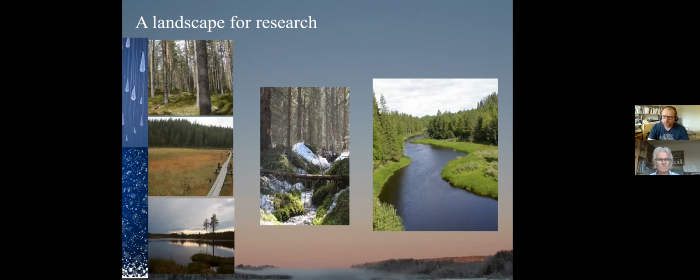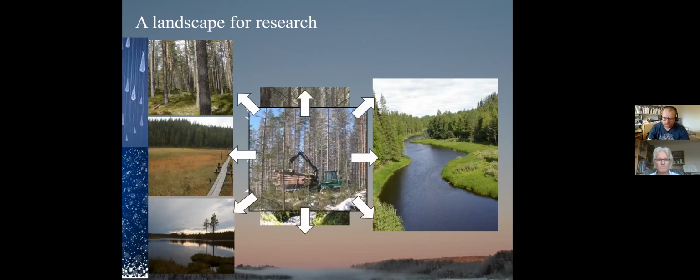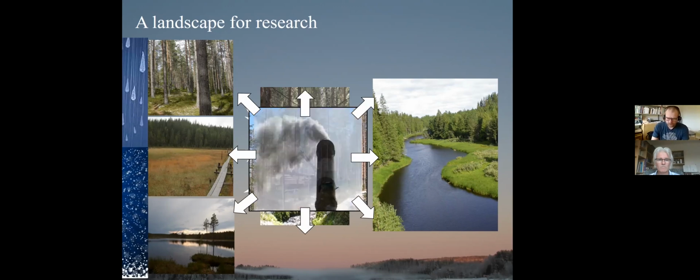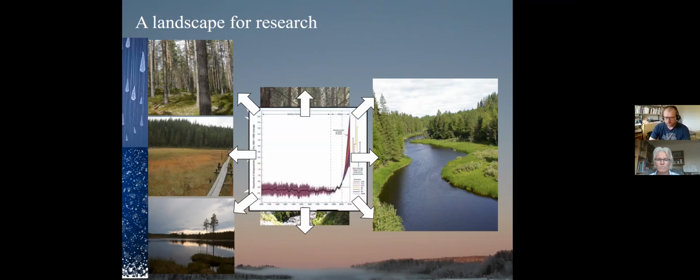We follow, of course, what happens when rain and snow come into the systems and run through the system or stay on top of the system in snow over winter. We study how things are transitioning from these different landscapes into small streams and into larger streams. And then what happens to the system when you have external pressure on this landscape, such as forestry, deposition of long-range transport of pollutants, or climate change. So trying to grasp this entire landscape and understand what's ongoing within it.